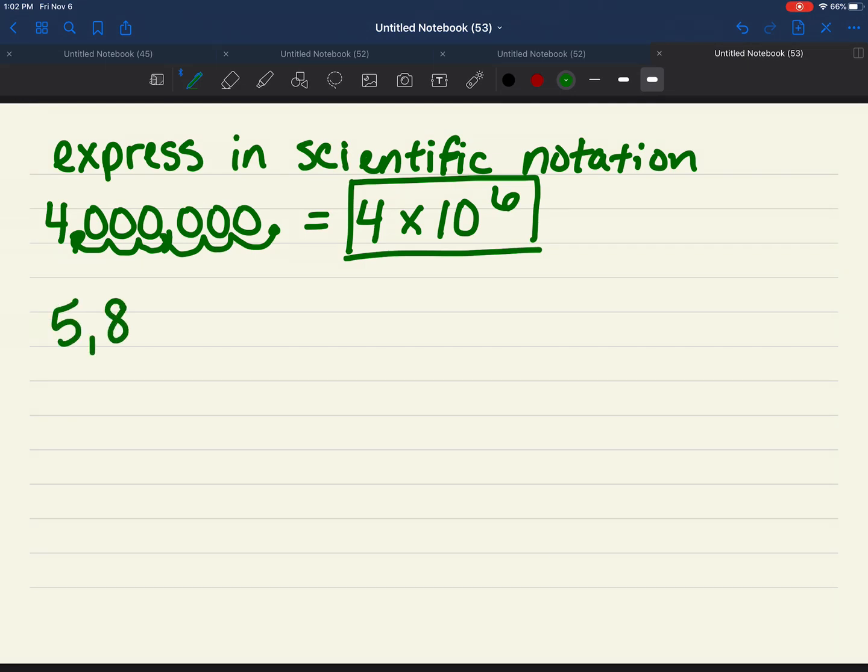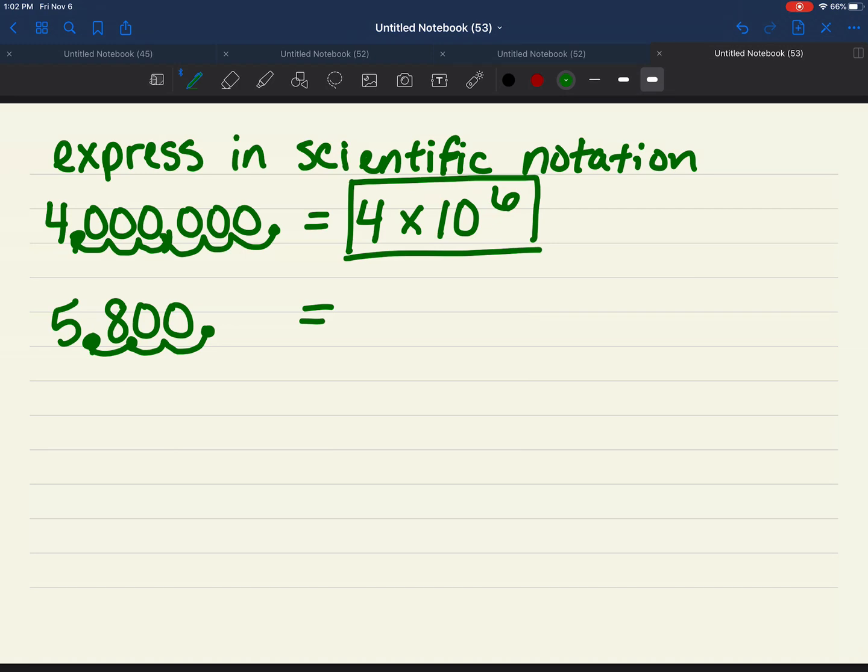All right, let's look at 5,800. Okay, where's my decimal starting at right now, Ryan? At the end. At the end, where do I want to move it to? Between what two numbers? The 5 and 8. Because if I move it right here, is there only one number that's not 0 in front of the decimal? No, there's two numbers right now.